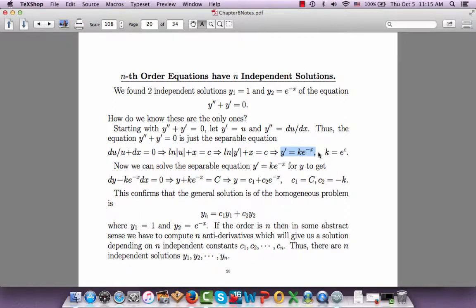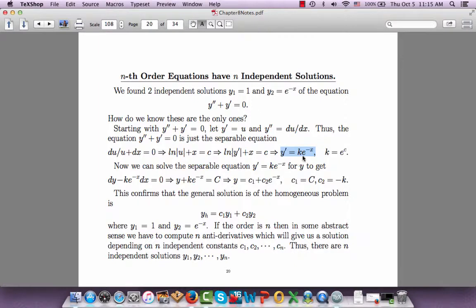Again, we've already seen that that would be a solution. But we've actually found this to be y prime is k times e to the minus x. Well, this equation right here is another differential equation. It has an unknown constant k in it, but it's just a constant. So it's also a separable equation. And now y is the function we're looking for.